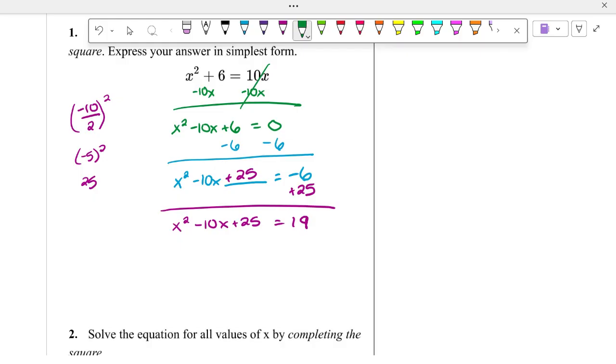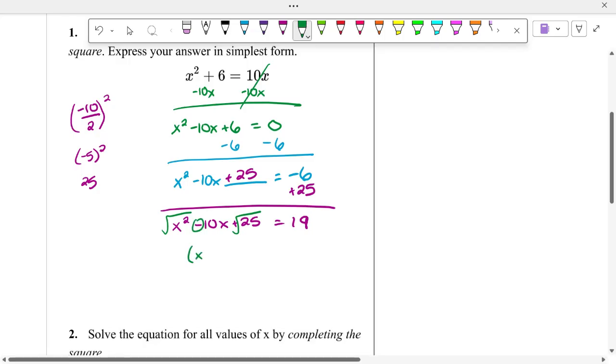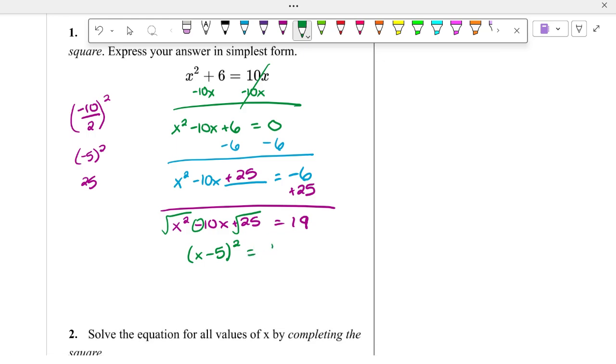Then we factor by the trick. So square root of the first and last term, keep the sign of the second. So this will be x minus 5 squared is equal to 19. Now I'm in solving mode. So what do I do? Square root both sides. Now, this is where some of you miss this part, but even if it's not a perfect square, you still got to put the plus minus in front of it. So this would be plus or minus the square root of 19.